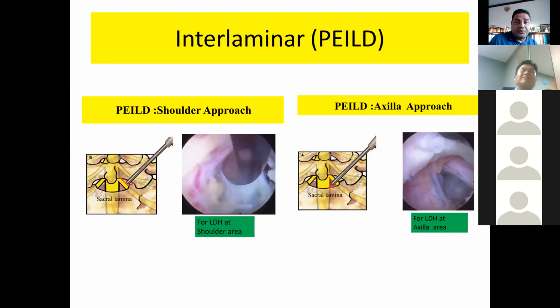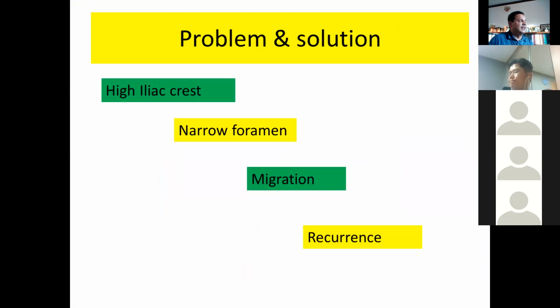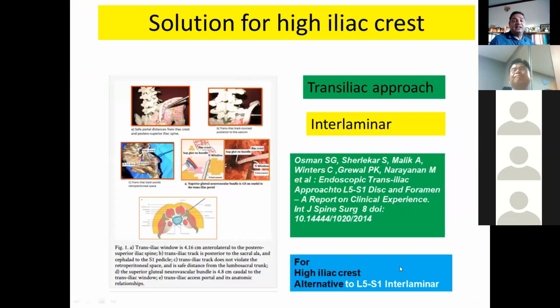Similarly, the interlaminar approach discectomy can be divided into two, the shoulder approach and the axillary approach, depending upon where the pathology exists. And there are problems related to endoscopic discectomy. The problems are a high iliac crest, narrow foramen, migration, and recurrence. But there is already a solution for these problems.